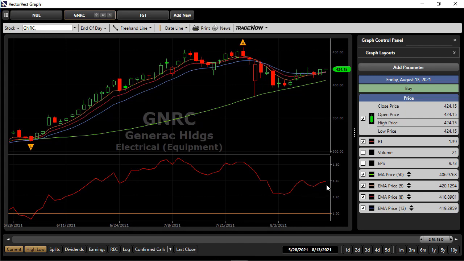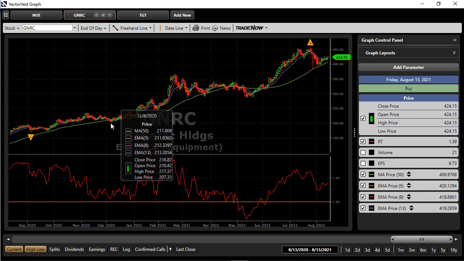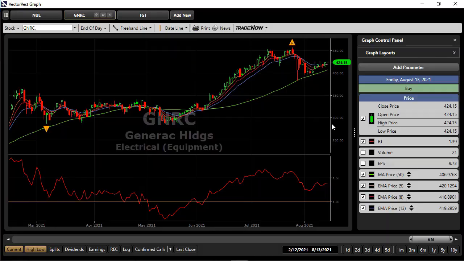But this is a nice watch list stock for next week or even after to see if this trend continues. It's a great looking stock, right? If I go to a 1-year chart, it's a great looking stock. Looks like the 50-day moving average a number of times has served as really nice support for this stock.